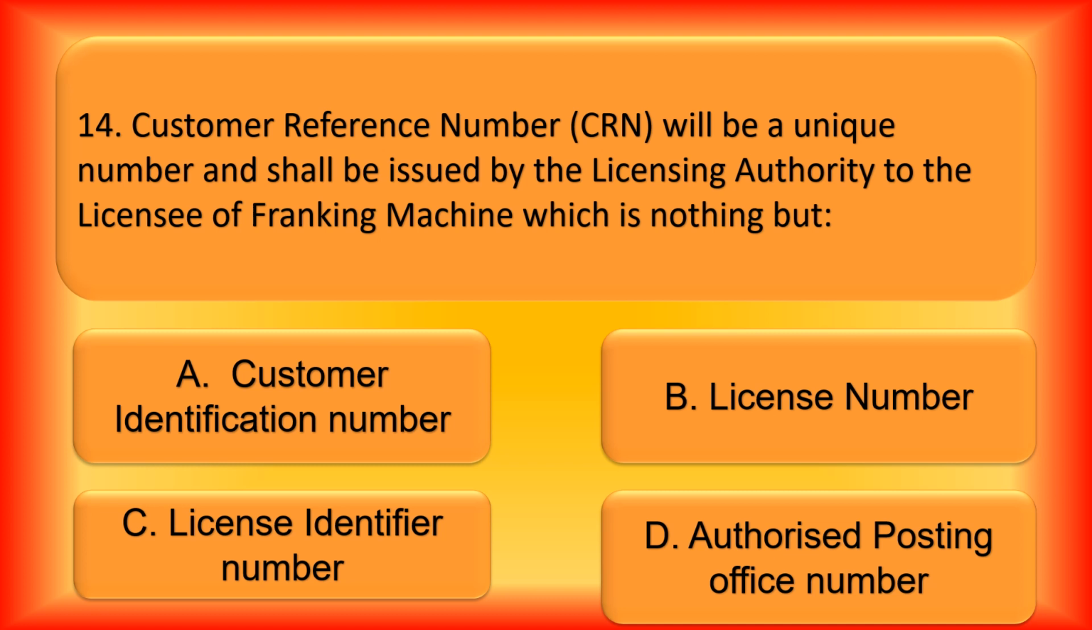Question number 14. Customer reference number will be unique number and shall be issued by license issuing authority to the licensee of franking machine, which is nothing but Option A, customer identification number. Option B, license number. Option C, license identifier number. Option D, authorized posting office number. The correct answer is Option B, license number.